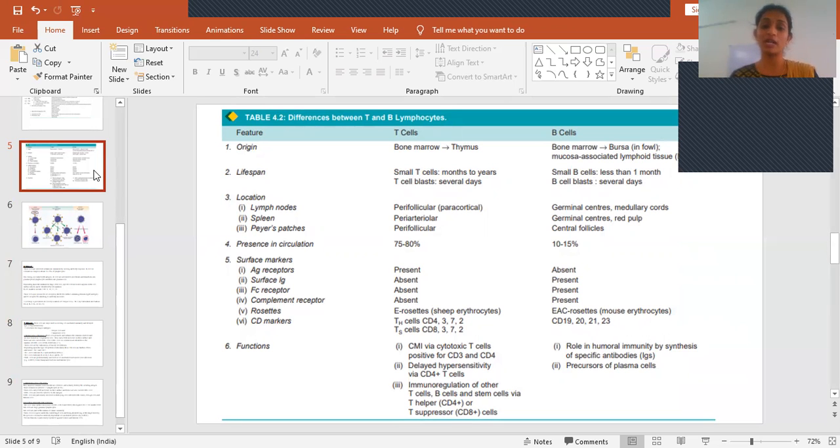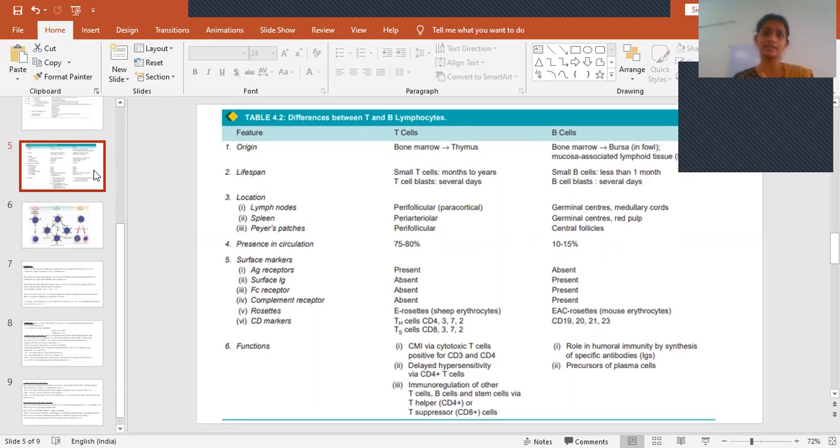Coming to lifespan, small T cells have a lifespan of months to years. When coming to B cells, it is less than 1 month. For T cell blasts, from which the remaining T cells are produced, the lifespan is several days. Even for B cell blasts, the lifespan is several days. Then coming to location, T cells are mainly seen in the perifollicular region of lymph nodes, the periarteriolar region of spleen, and the perifollicular region of Peyer's patches. B cells are seen in medullary cords, germinal centers, red pulp, and central follicles of lymph nodes, spleen and Peyer's patches. And in circulation, T cells are present in large amounts, about 75 to 80%, and B cells are present in 10 to 15%.